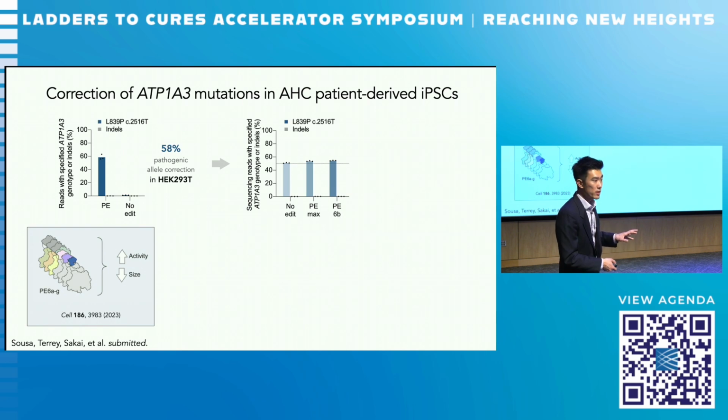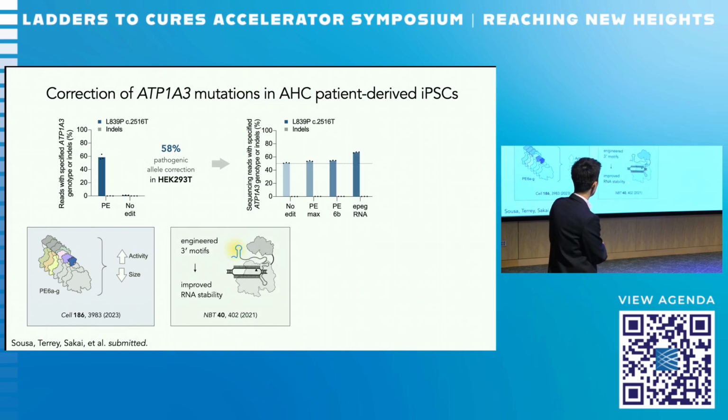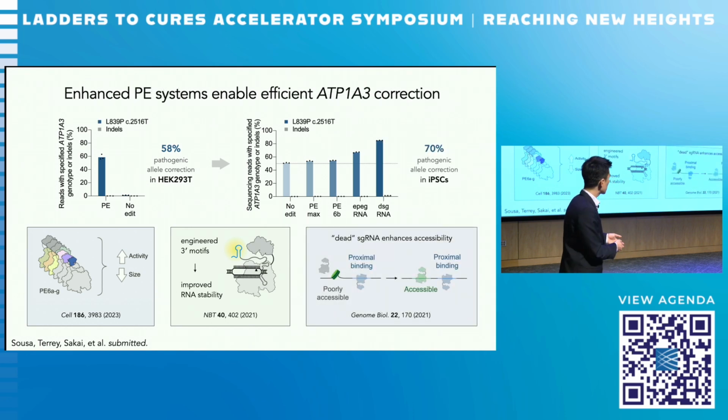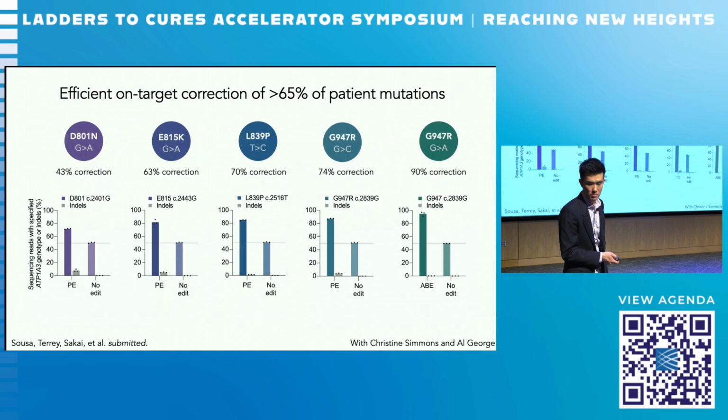However, by incorporating now routine enhancements to the prime editor system, including more active prime editor variants, engineered pegRNAs that enhance cellular stability, as well as including an additional guide RNA that through proximal binding here putatively increases the chromatin accessibility of the target site, we're able to restore editing up to 70% in patient cells. Applying these strategies across the remaining mutations, again, we can now efficiently correct these mutations back to wild type in patient-derived iPSCs.